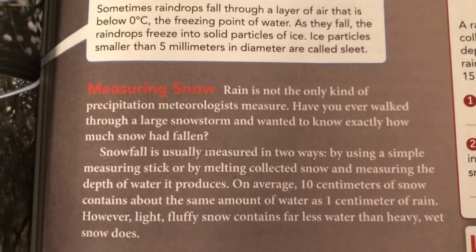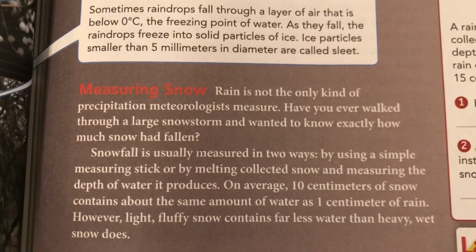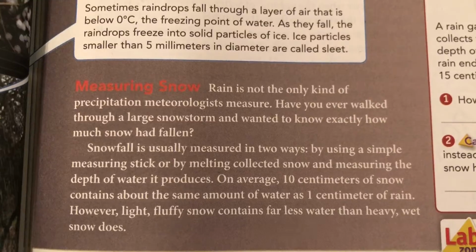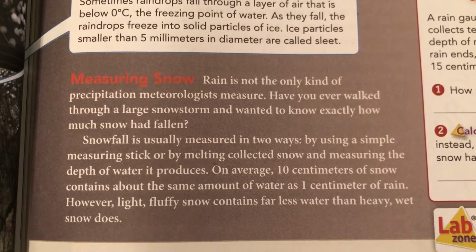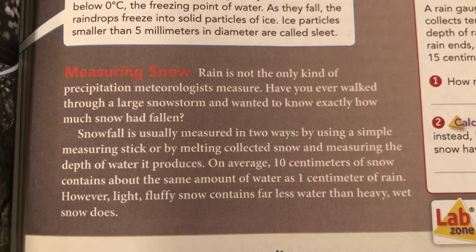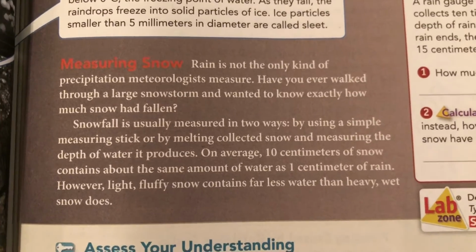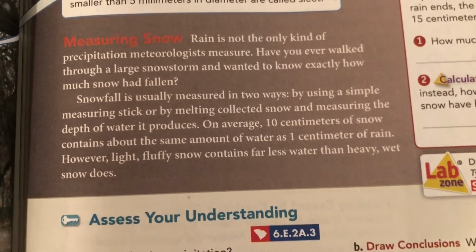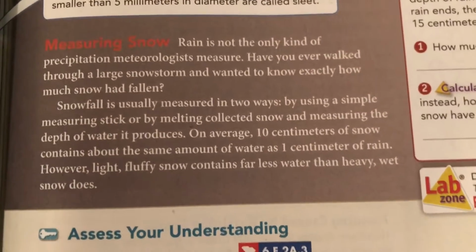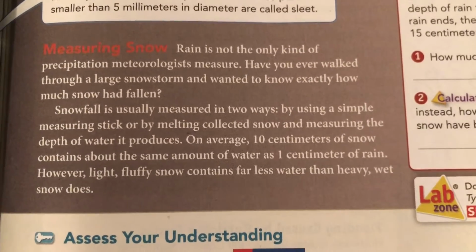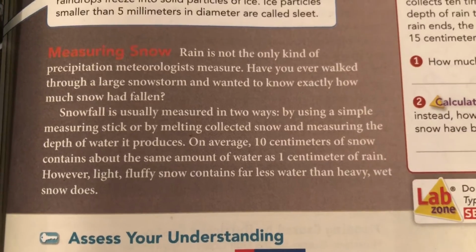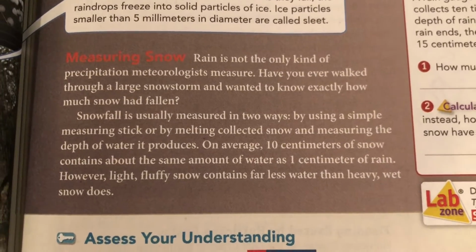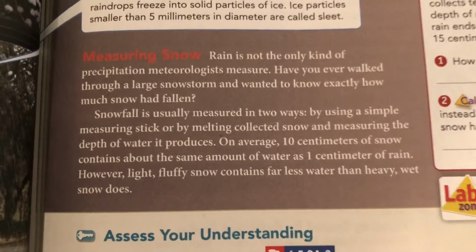Measuring snow. Rain is not the only kind of precipitation meteorologists measure. Have you ever walked through a large snowstorm and wanted to know exactly how much snow had fallen? Snowfall is usually measured in 2 ways, by using a simple measuring stick or by melting collected snow and measuring the depth of water it produces. On average, 10 centimeters of snow contains about the same amount of water as 1 centimeter of rain. However, light fluffy snow contains far less water than heavy wet snow does.